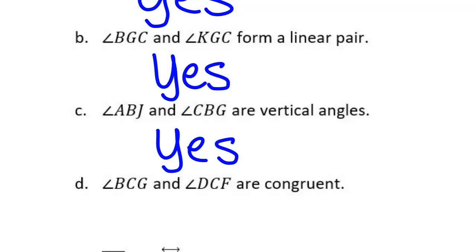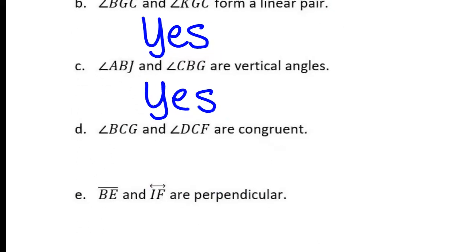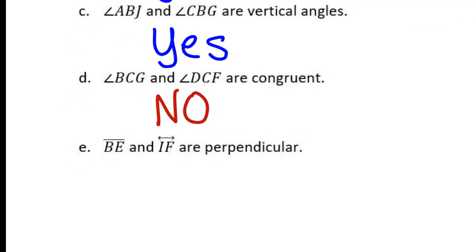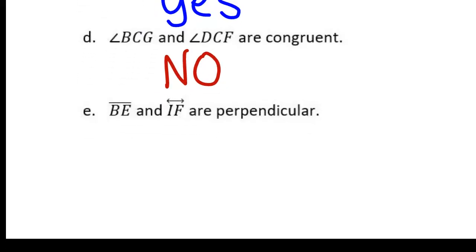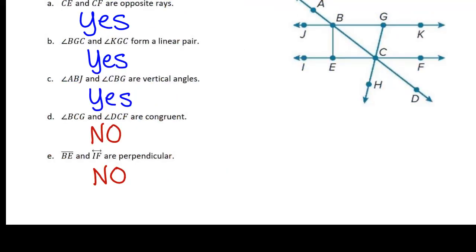Angle BCG and DCF are congruent. No. Segment BE and line IF are perpendicular. No. All right, let's go do F, G, and H next.